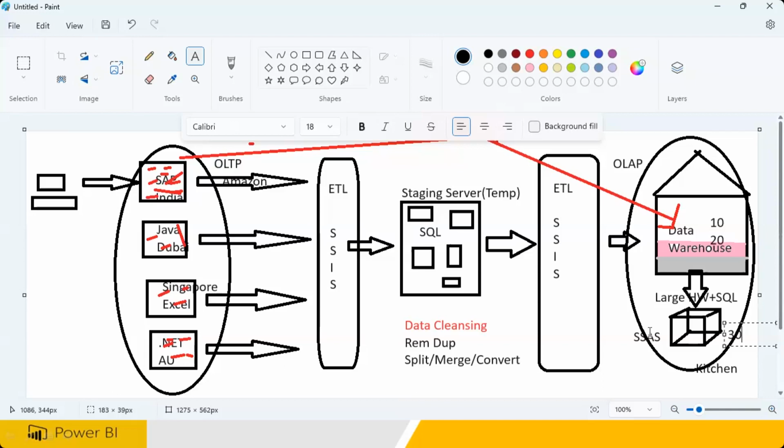The application is called the analysis application. Here we are going to be creating what is called a cube. So what is a cube? You're going to be learning later, but your cube or your SSAS is nothing but your kitchen.